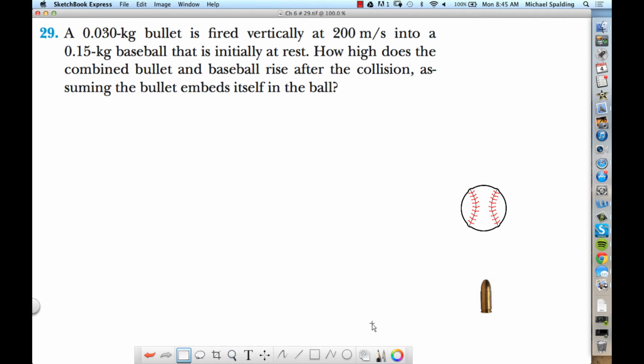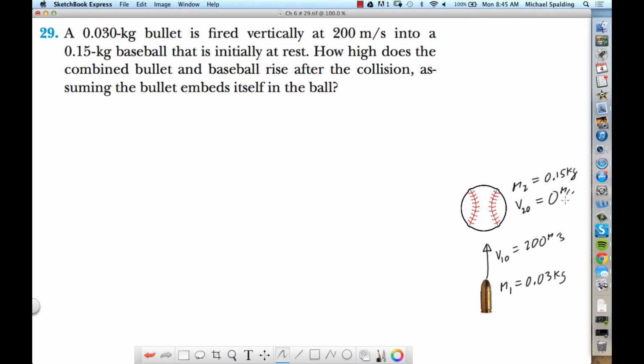So we got this bullet. I'm going to say the bullet is M1. M1, the mass is 0.03 kilograms. The initial velocity of the bullet is V1 initial, and they give that to us as 200 meters per second. Now the baseball is M2. That's 0.15 kilograms. What is the initial velocity of the baseball before the collision? 0. It's just sitting there.